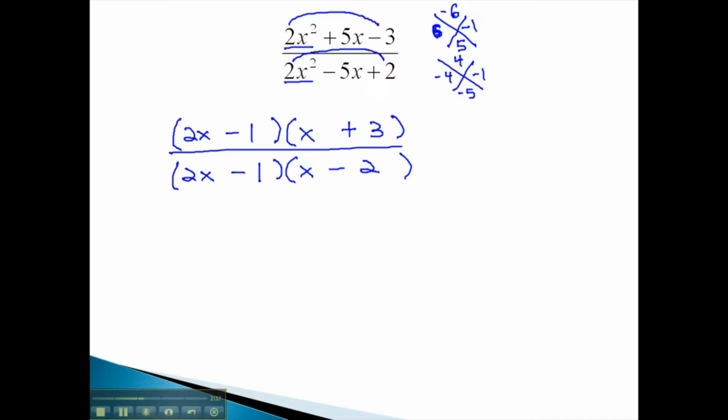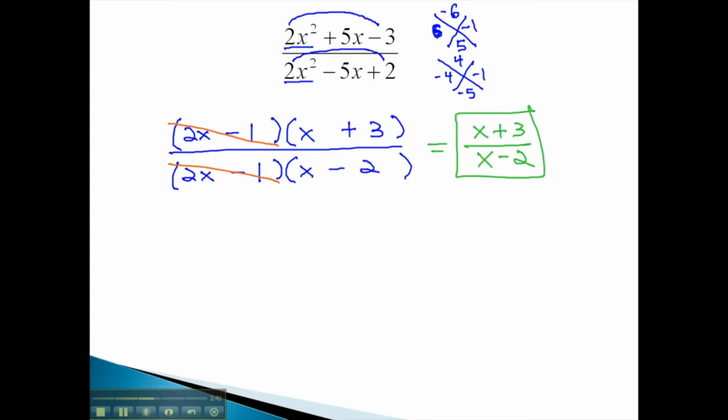Now that we have factored our expression, we are allowed to reduce. Notice we have a common factor in both the numerator and denominator of 2x minus 1. This factor can divide out, leaving us with just x plus 3 over x minus 2 as our reduced rational expression.